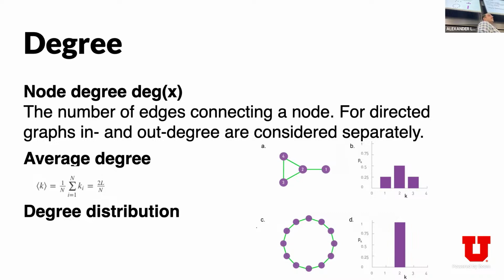So in this case here, node 2 has a degree of 3 because there's 1, 2, 3 edges going out of it, right? But node 1 here has a degree of 1 because there's only 1 edge going out of it. And nodes 3 and 4 both have a degree of 2. For directed graphs, we measure in and out degrees separately. We can calculate the average degree fairly easily. And then what we can do is plot the degree distribution.